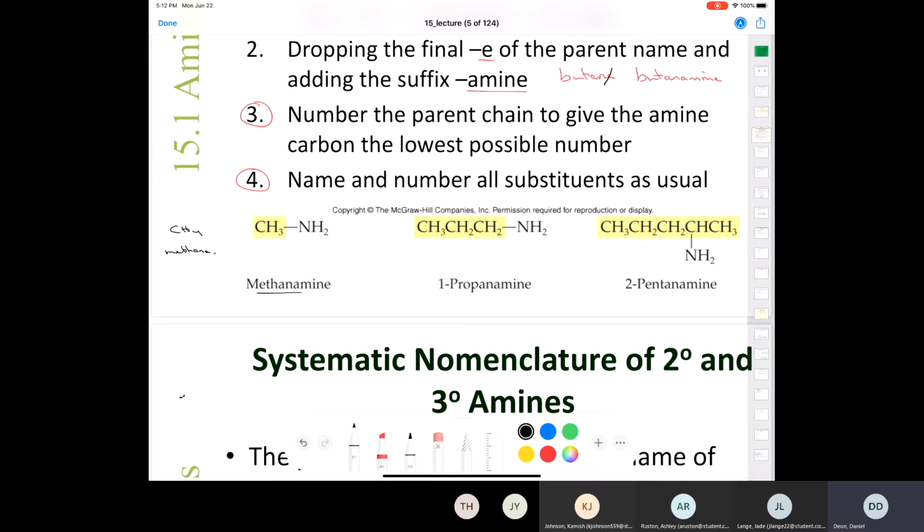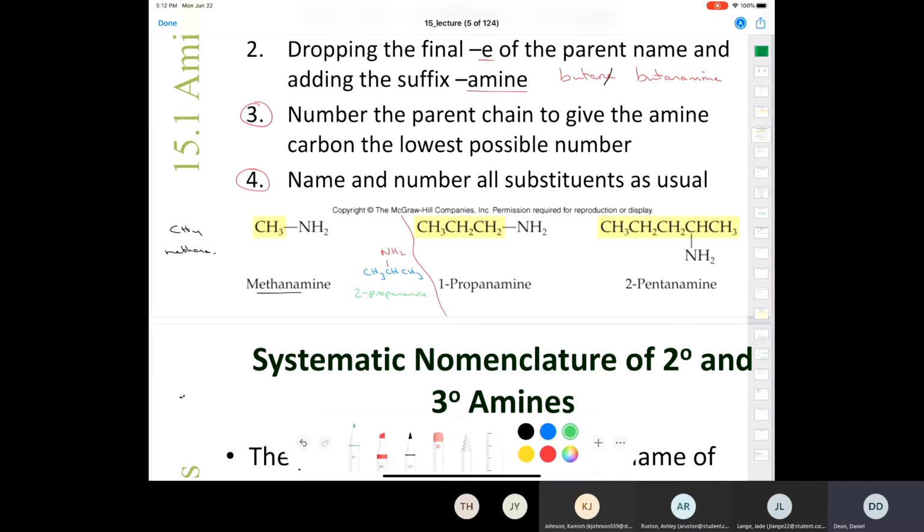And then when we have propanamine, we have to provide a number or a locant, because there are two places you could put the nitrogen or the amine group on the propane chain. Say, for example, we had 3 carbons like this, CH3, CH, CH3. We could also have the amine group here. And this would be 2-propanamine.